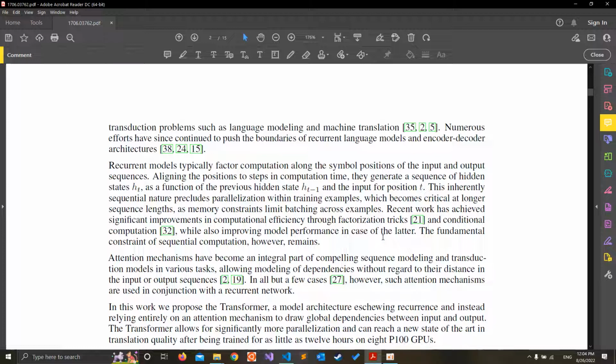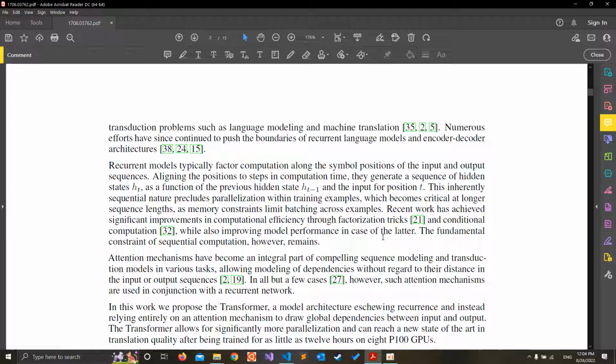This inherently sequential nature precludes parallelization within training examples, which becomes critical at longer sequence lengths as memory constraints limit batching across examples. Recent work has achieved significant improvements in computational efficiency through factorization tricks and conditional computation, while also improving model performance in the case of the latter. The fundamental constraint of sequential computation, however, remains.